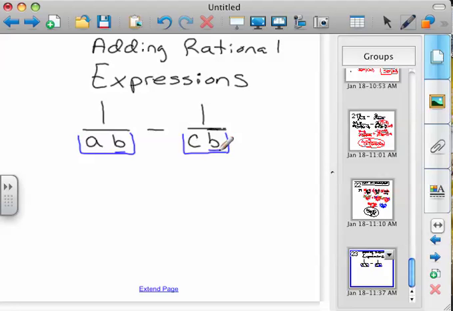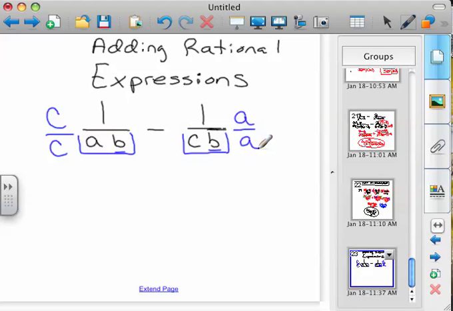So on the left, we need a C. So we're going to multiply by C over C. Well, C over C is 1, so we really haven't changed anything. I've just multiplied by a really fancy number 1. And on the right side, we're missing an A. So I'm going to multiply by A over A.